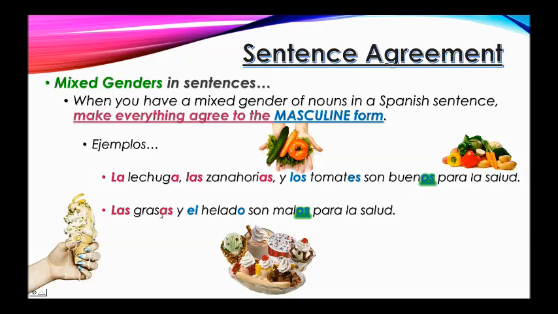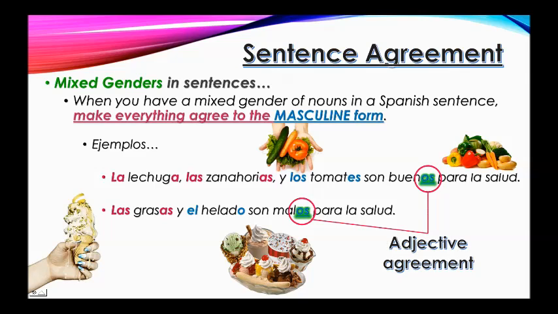Same thing here. So las grasas y el helado son malos para la salud. So notice how we made those agree masculine. Adjective agreement is very important to sounding like you know what you're talking about in Spanish.